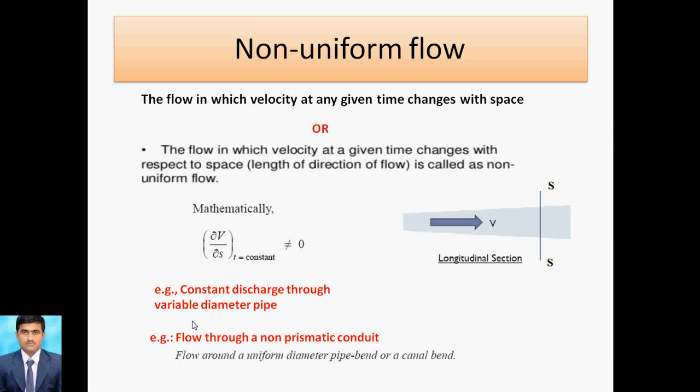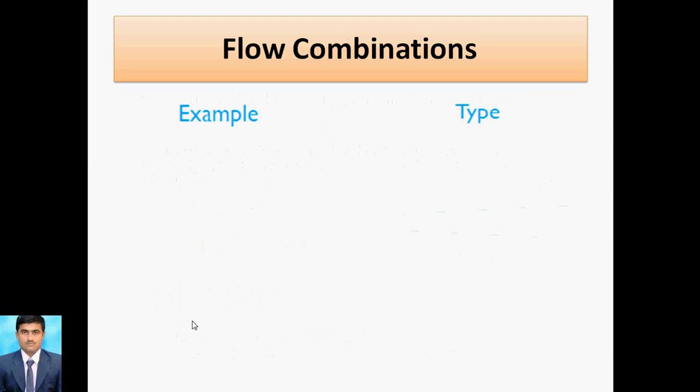Is it clear? Now we move to the flow combinations. First of all, we identify which flow is there. Is it unsteady, steady, or uniform, non-uniform? So the first example is flow at constant rate. Constant rate means steady flow, and uniform cross section means uniform flow. So the type is steady flow and uniform flow, right? Now we take the next example.